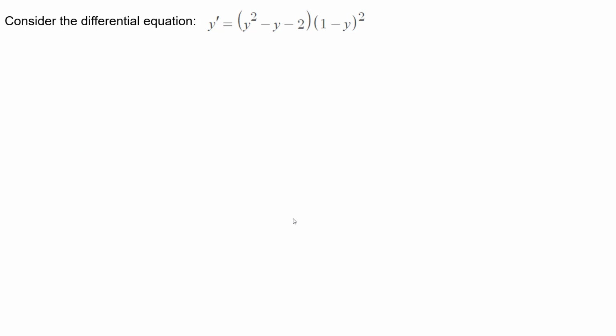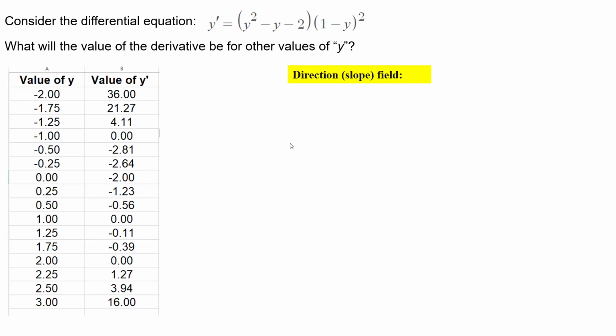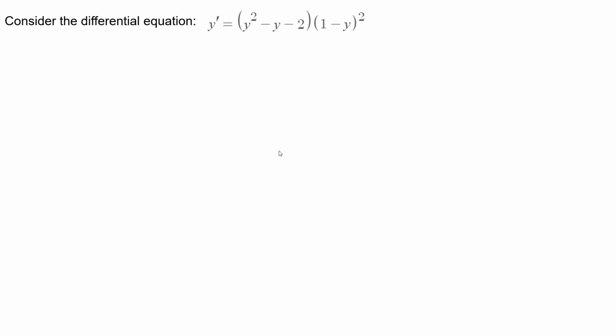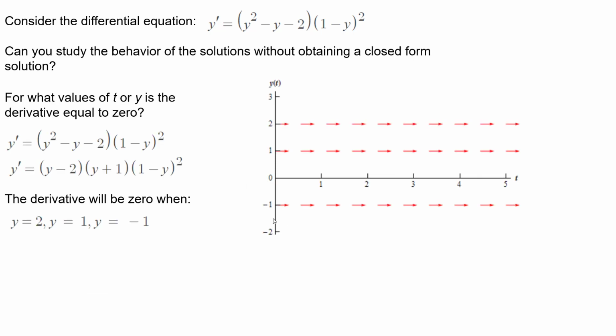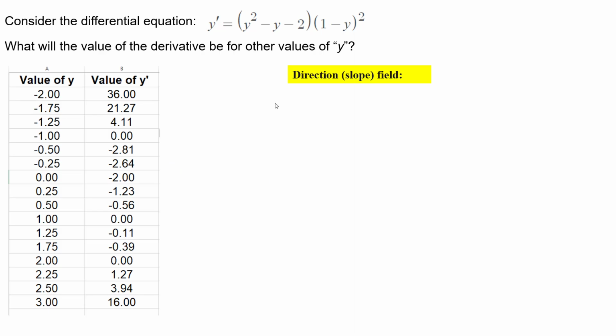All right, so I created a table here, right? And what I did is try some numbers between -2 and -1, between -1 and 1, between 1 and 2, and greater than 2. So when the value of y is -2, the derivative there is 36. So when y is equal to -2, the slope of whatever curves pass through it is 36. So they're almost vertical in that spot.